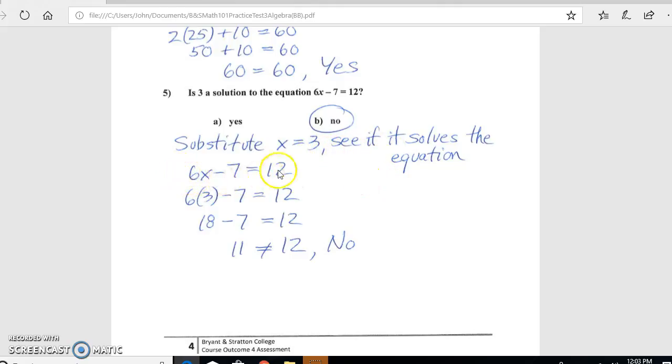So here is my equation, and I'm going to substitute 3 here for the x, and 6 times x is now 6 times 3, and when I multiply I get 18 minus 7 equals 12, and 18 minus 7 is 11, so I can see that 3 is not a solution to this equation. My answer is no.